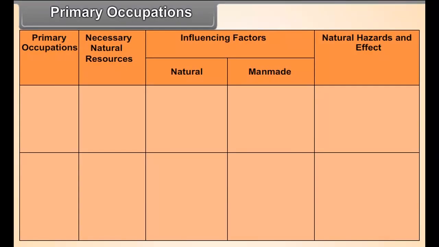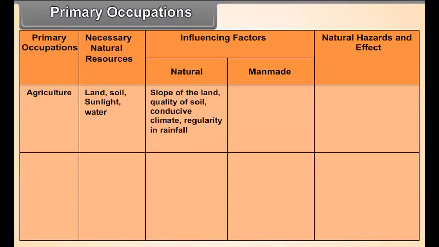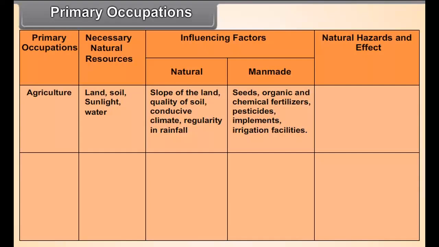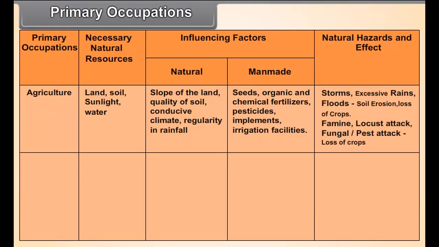Primary occupations, agriculture. Necessary natural resources: land, soil, sunlight, water. Influencing factors, natural: slope of land, quality of soil, conducive climate, regularity in rainfall. Man-made: seeds, organic and chemical fertilizers, pesticides, implements, irrigation facilities. Natural hazards and effects: storms, excessive rains, floods, soil erosion, loss of crops, famine, locust attack, fungal and pest attack, loss of crops.